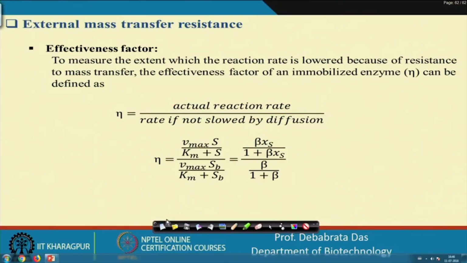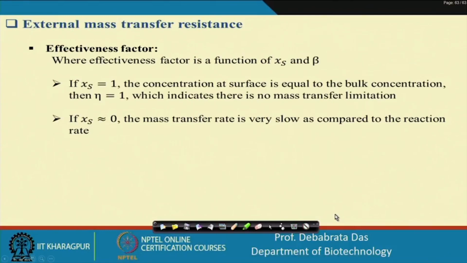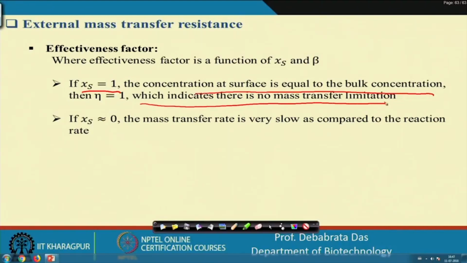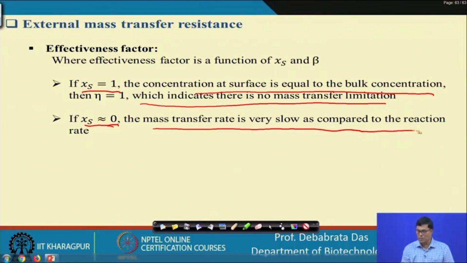I have shown this in the subsequent slide. Here you see that x is equal to 1, the concentration at the surface is equal to the bulk solution, which indicates no mass transfer diffusion limitation. But when x tends to 0, then mass transfer is very slow as compared to the reaction rate. That means it is diffusion control that we have in the system.